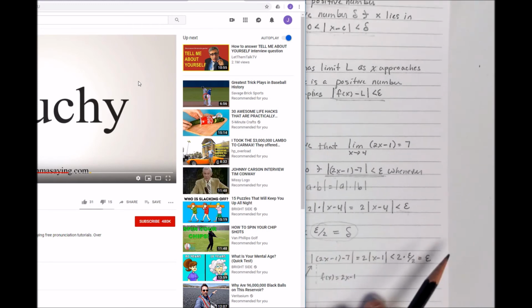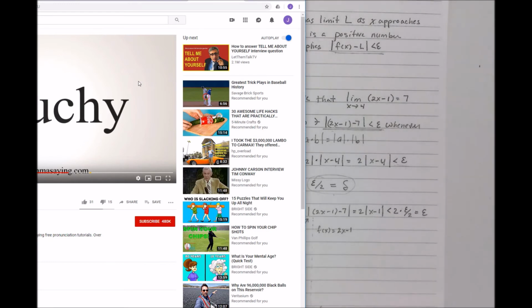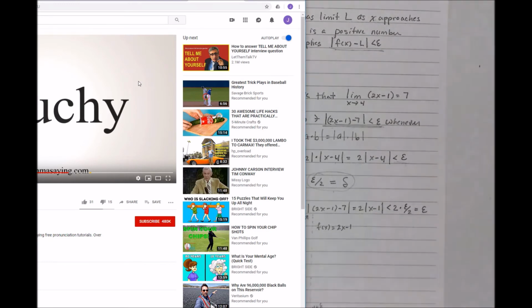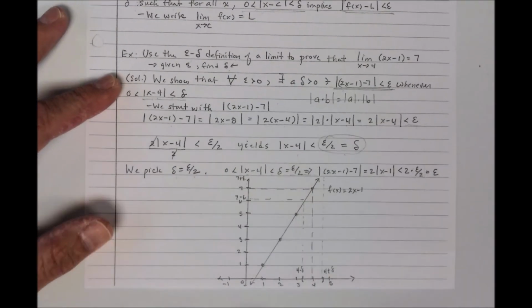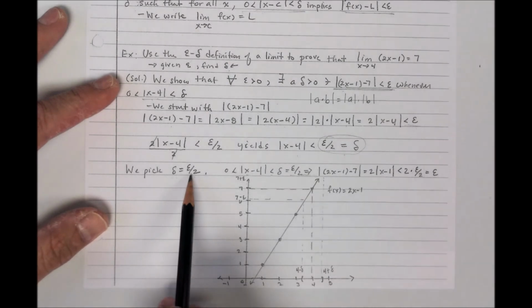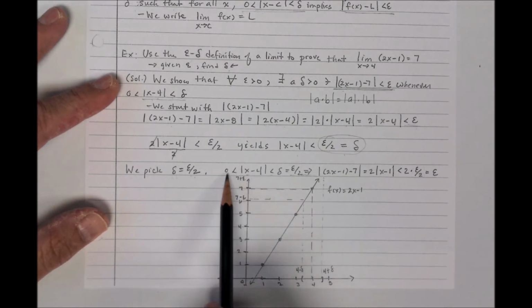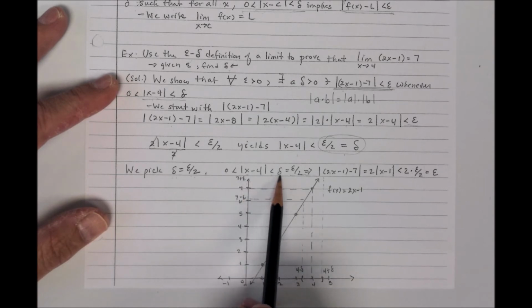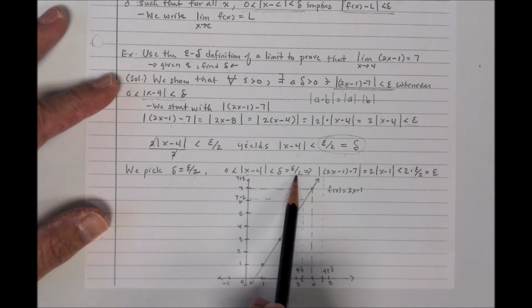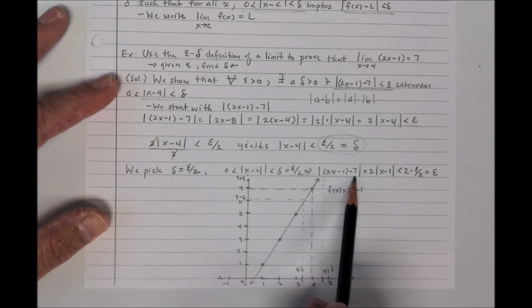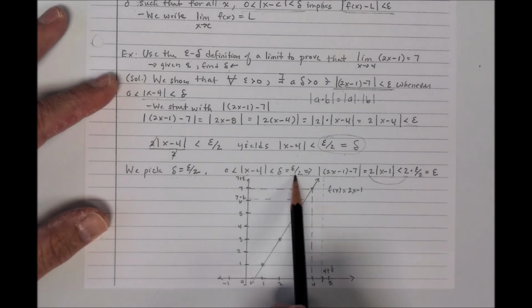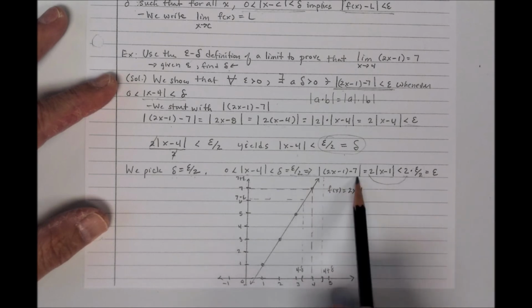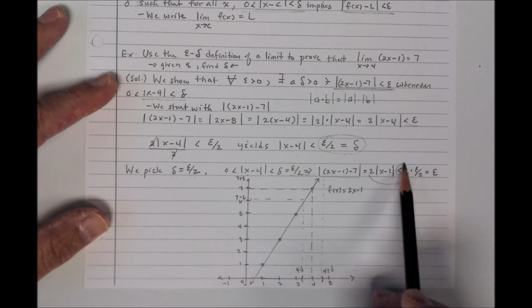Now let's see if we can show what that means. If we pick delta to be epsilon over 2, then that means that 0 is less than the absolute value of x minus 4 is less than delta, which is equal to epsilon over 2. All right, remember now, this implies that this, which is this 2 here, and we just said that this is going to be my delta, epsilon over 2. That shows that this is less than epsilon.